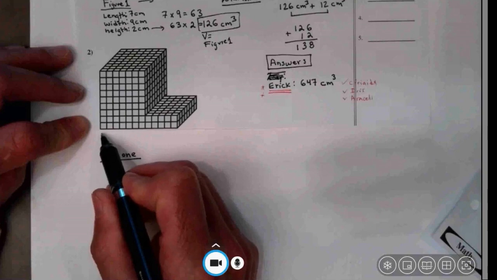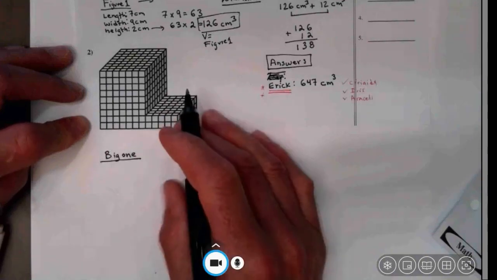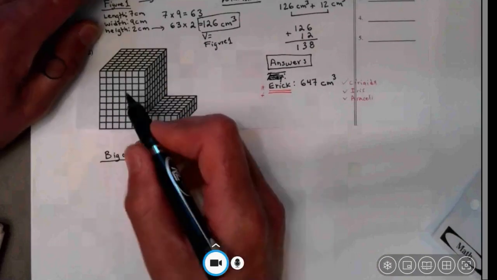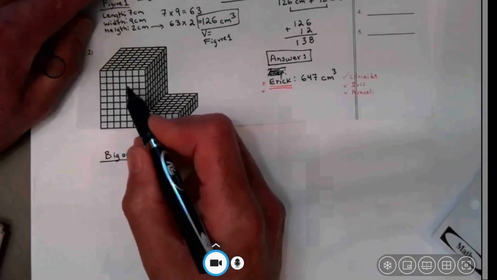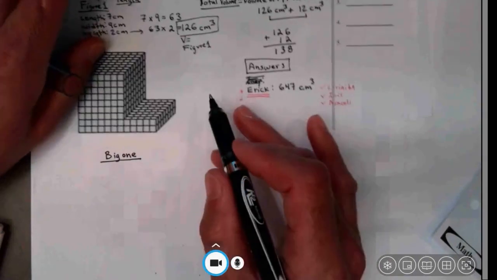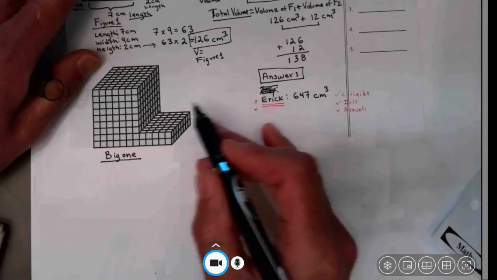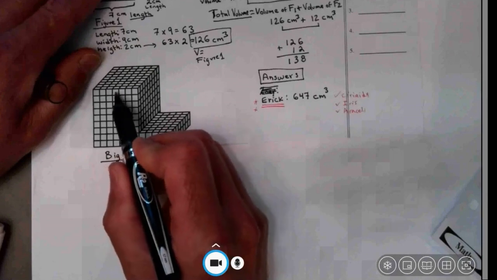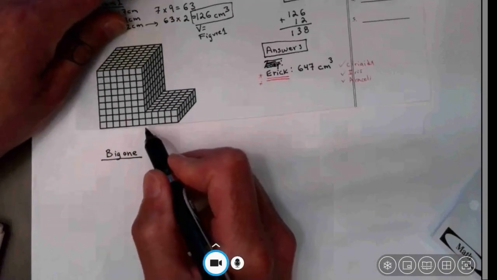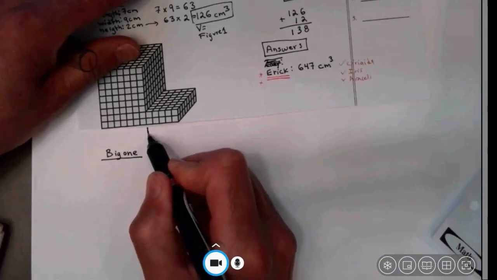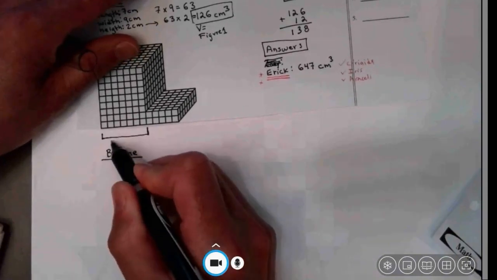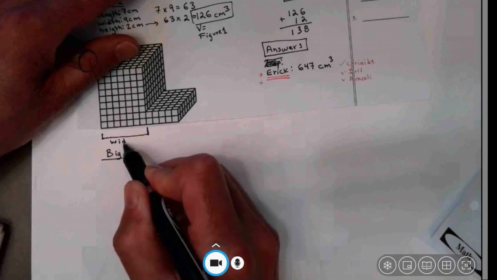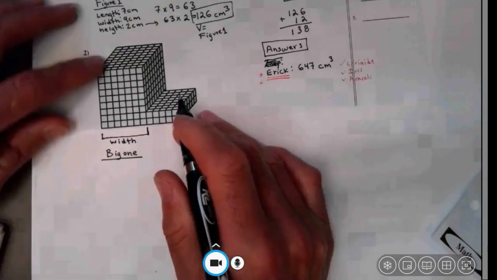So I counted it from the top because it's easier. Okay. So you counted from the top. Okay. So what did you count? So I counted the width, which is 7. 1, 2, 3, 4, 5, 6, 7. Okay, so here, you called this width? Yeah. Okay. All right.